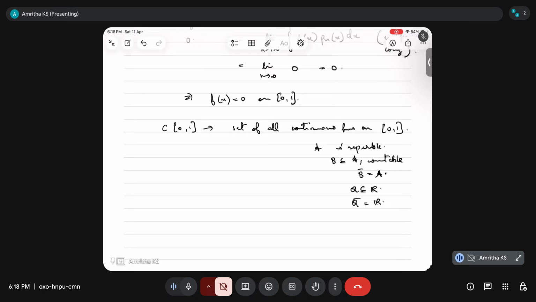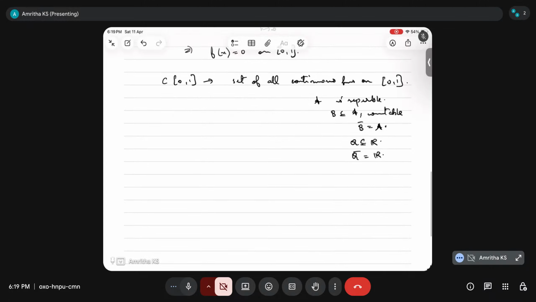So the Weierstrass approximation theorem helps us to show that the set of all continuous functions on [0, 1], 0 1 does not matter, on any compact set in R, is separable. To see what that countable set is, one can take all polynomials. Suppose I define P to be the set of all polynomials on [0, 1].